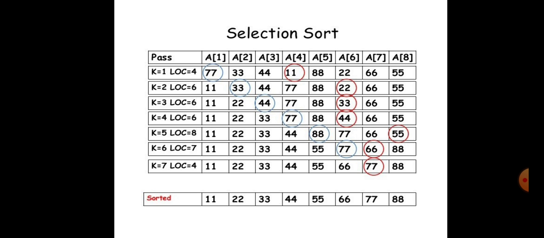See, now in the last pass, k is equal to 7, location is equal to 4. A of 7 is 78, right? So 88 is in the correct position, we need not swap anything because all the elements are in the correct position and no shift is needed. So at last we will get the sorted array of the given array. This is the problem solving.